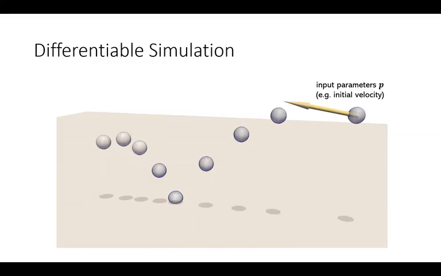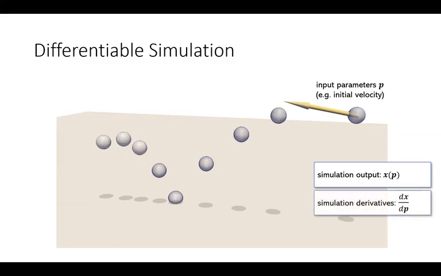A differentiable simulation computes not only a prediction of how a physical system will evolve through time, but also the derivatives of this prediction with respect to certain input parameters. How do we compute these derivatives? Well, let's take a look.